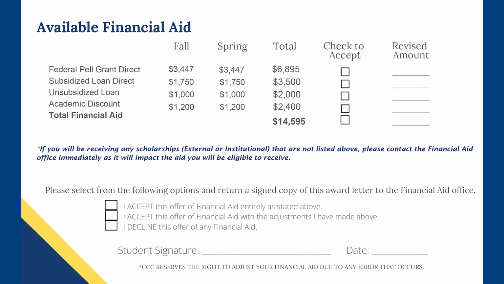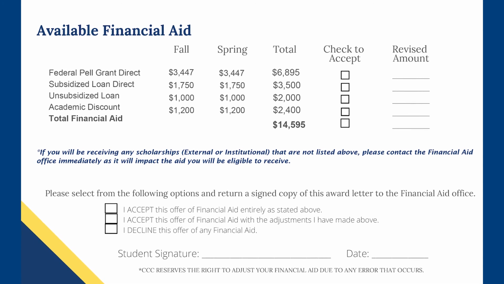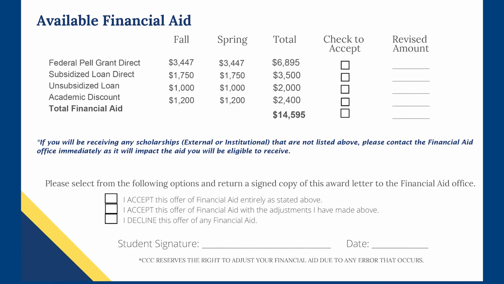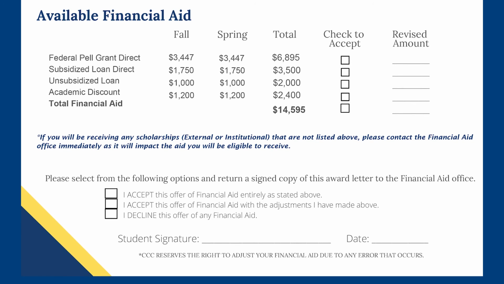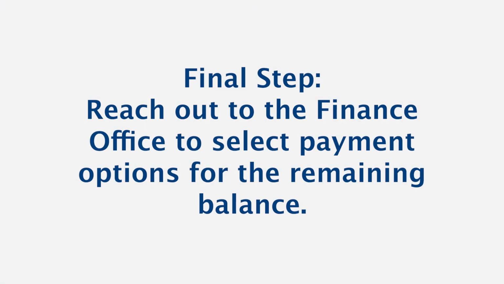Now that John has calculated his estimated cost of attendance, he is ready to finalize the award letter by checking each box of aid he is wanting to accept, signing it, and returning it to the financial aid office. We have finalized our financial aid, and the final step now would be to reach out to the finance office to select the payment option for the remaining balance.